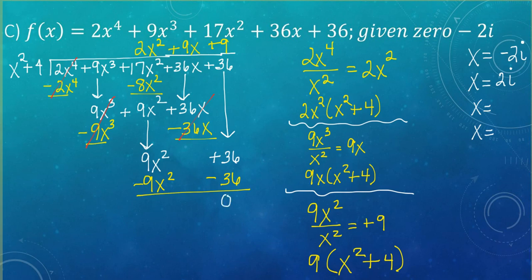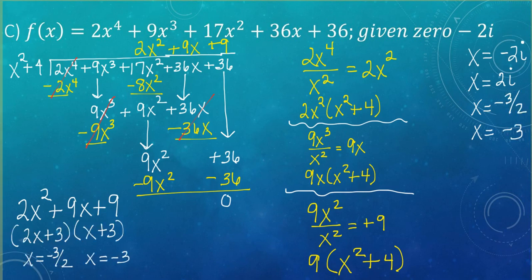So what we have done is created our quadratic that we can now factor, or you can use the quadratic formula. So we have 2x squared plus 9x plus 9. We're going to factor and solve this to find our last two solutions. Feel free to pause the video, factor it, and see if you get the same answer.